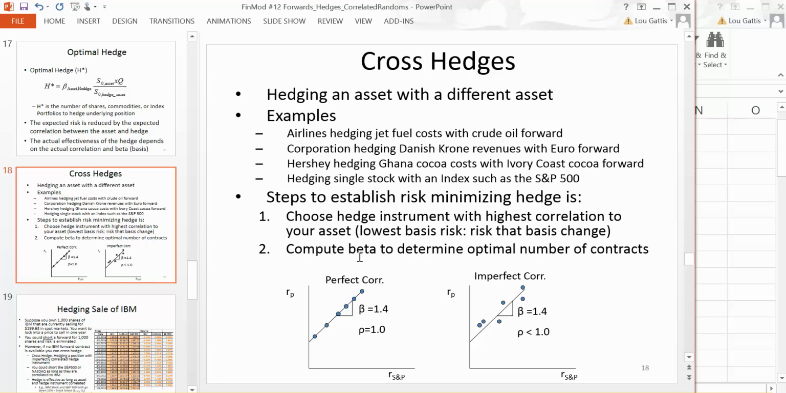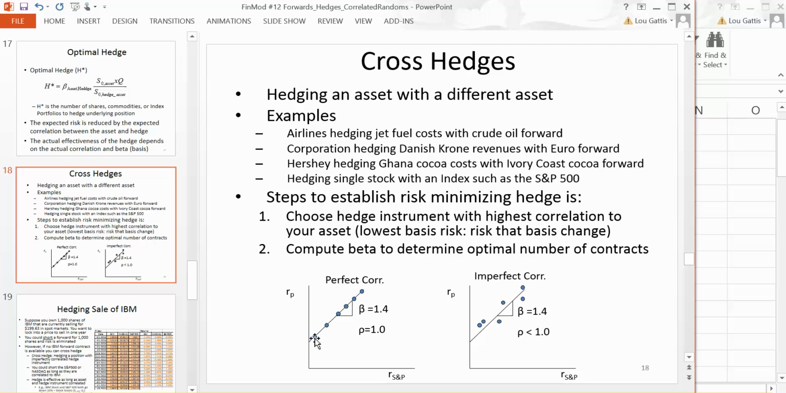Once you do that, compute the beta between your asset and that highly correlated asset and determine the optimal hedge quantity. And this picture shows the difference between correlation and beta. If these blue dots represent different points of return on, say, a particular asset, say the return on IBM versus the return on the S&P 500, at this point, this is the return of the S&P 500, and this is the return of IBM.